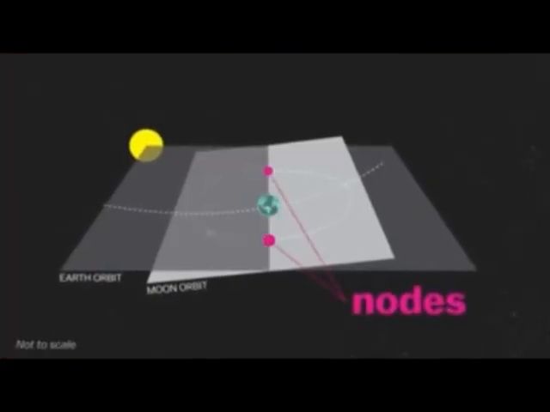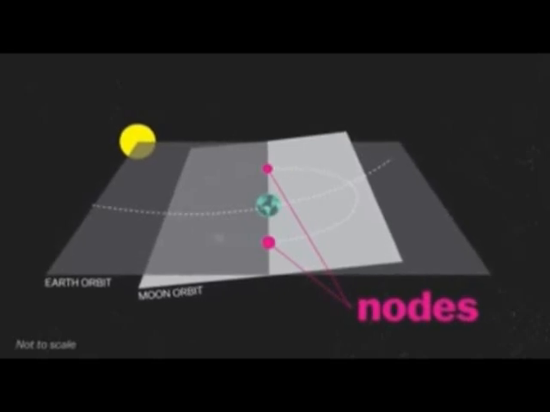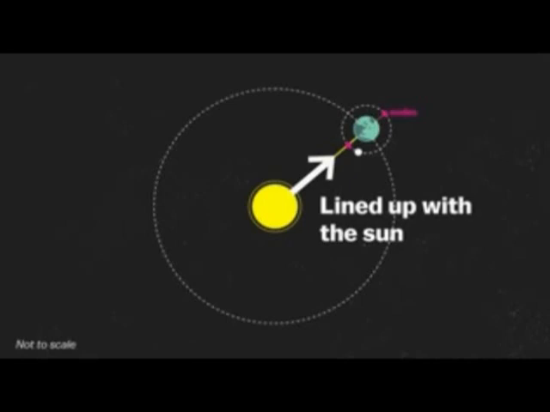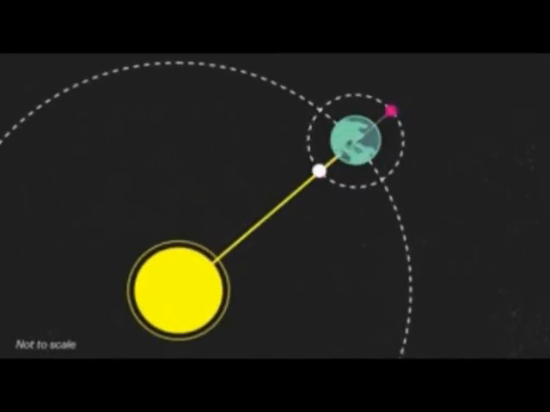Because there are two points where the moon's orbit crosses the sun's plane, called nodes. And as the moon moves along its orbit, these points line up with the sun about twice a year. If the moon is between the sun and the Earth at this time, we get a solar eclipse. If it's behind the Earth at that time, we get a lunar eclipse.